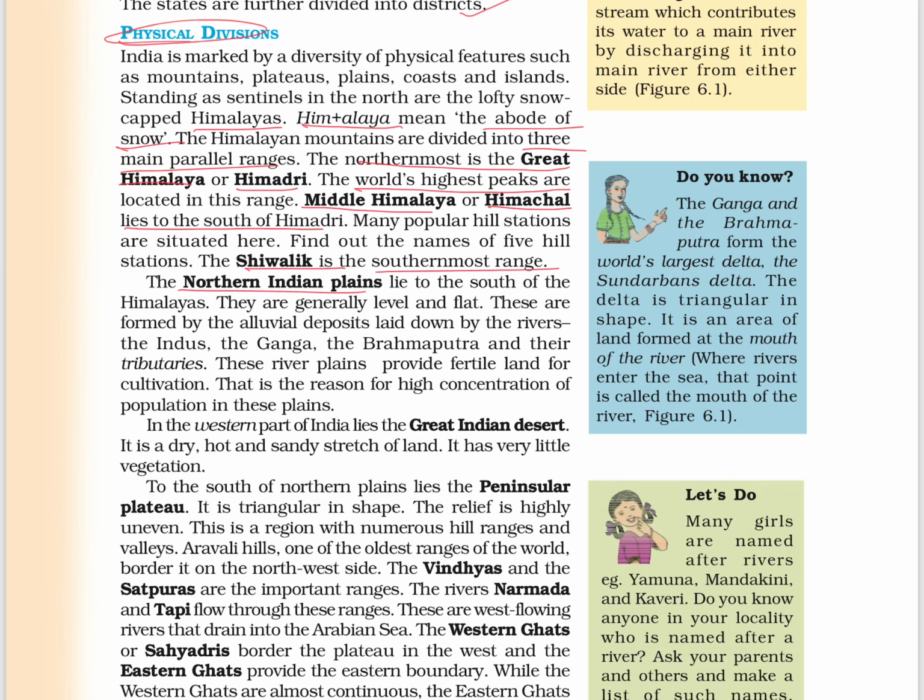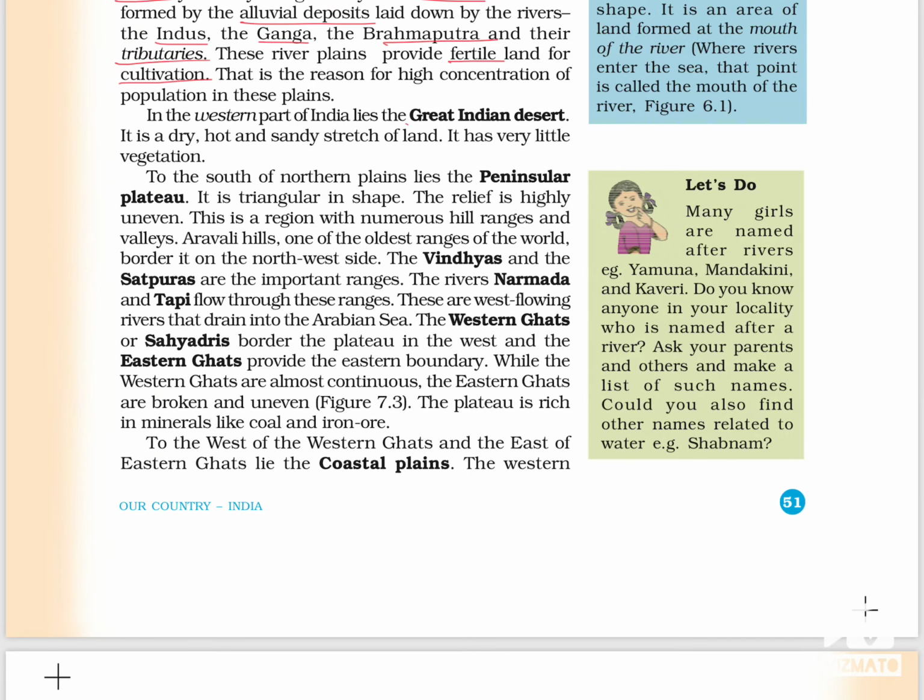Next we have the Northern Indian Plains, which lie to the south of the Himalayas. These are generally leveled and flat. These northern Indian plains are formed by alluvial deposits laid by the rivers Indus, Ganga, Brahmaputra and their tributaries. These are very fertile for cultivation. Next, in the western part you have the Great Indian Desert, which is a very dry, hot and sandy stretch of land. To the south of the northern plains lies the Peninsular Plateau, which is triangular in shape.